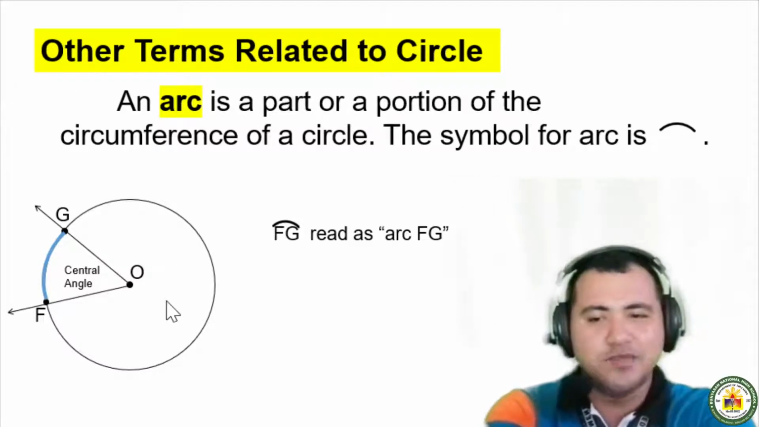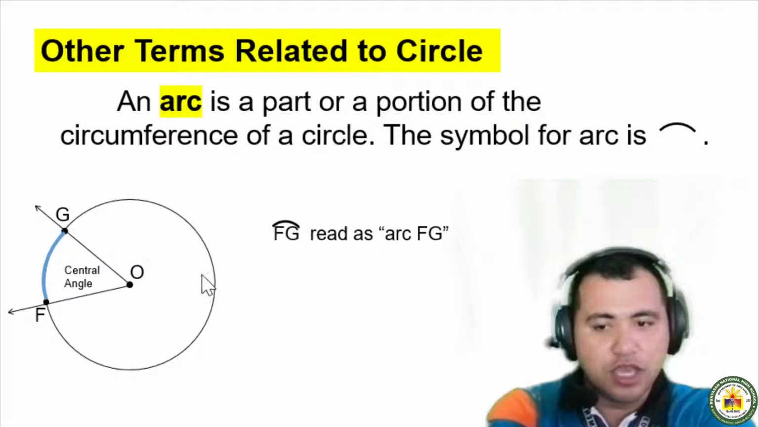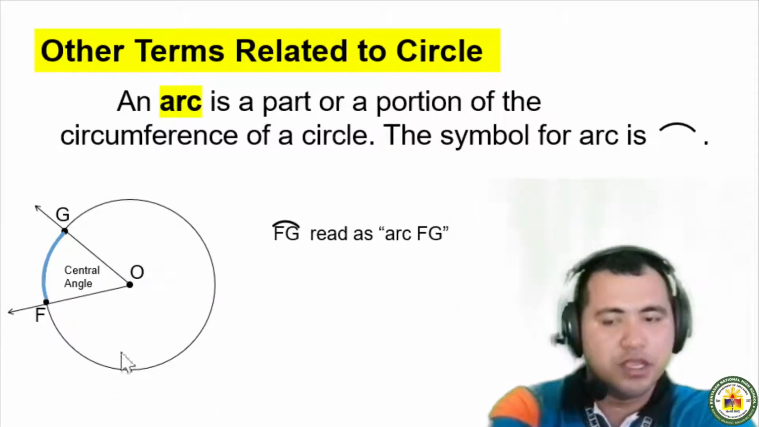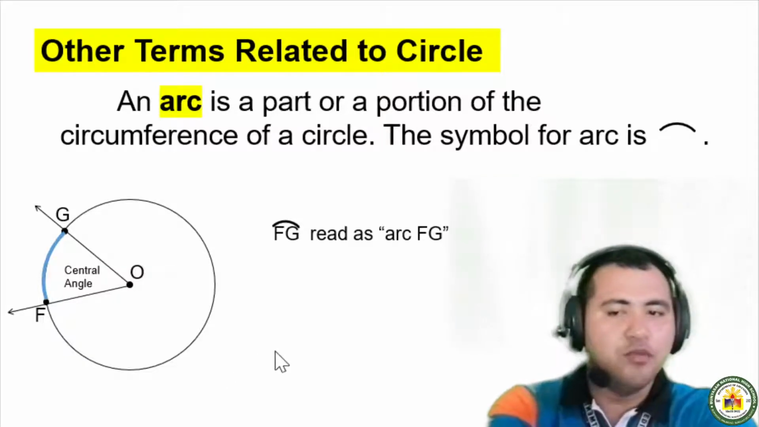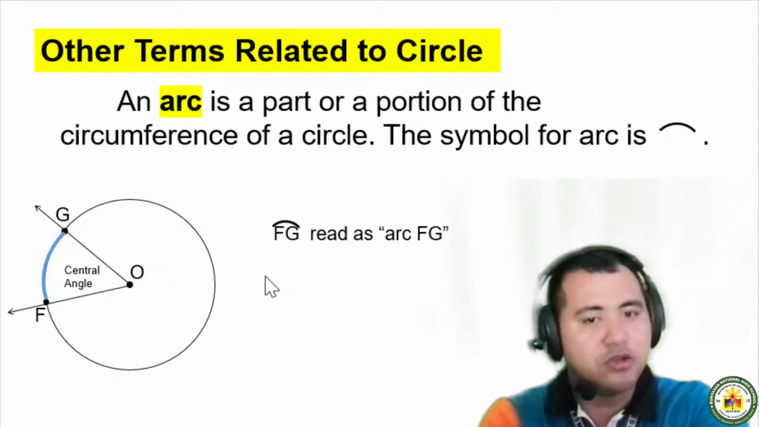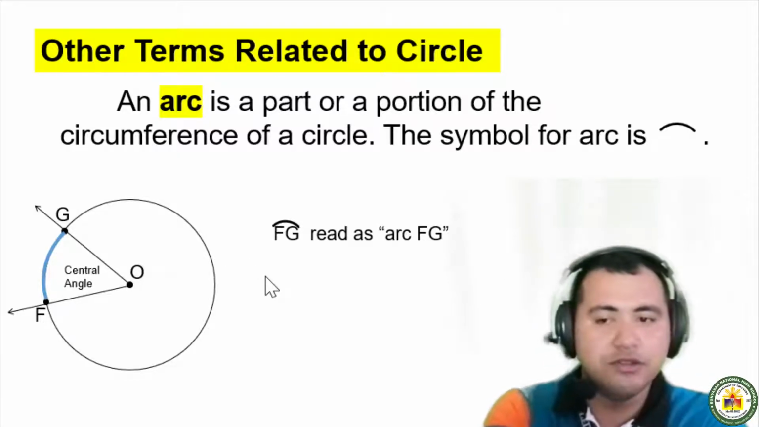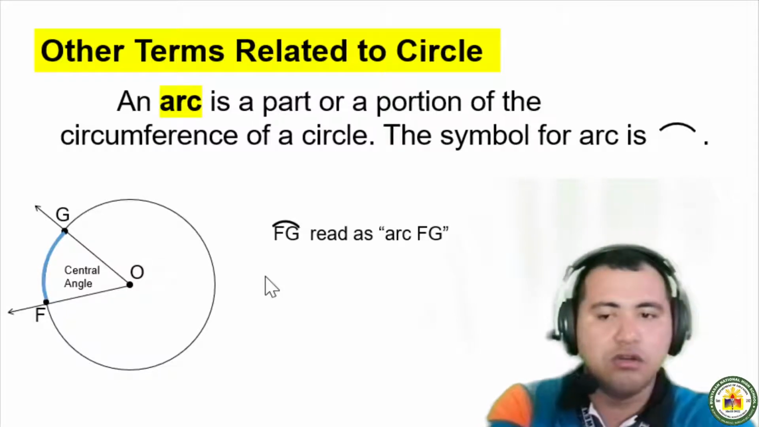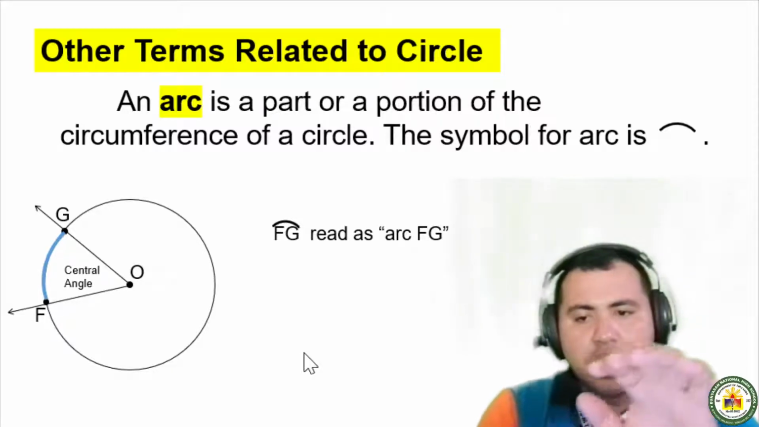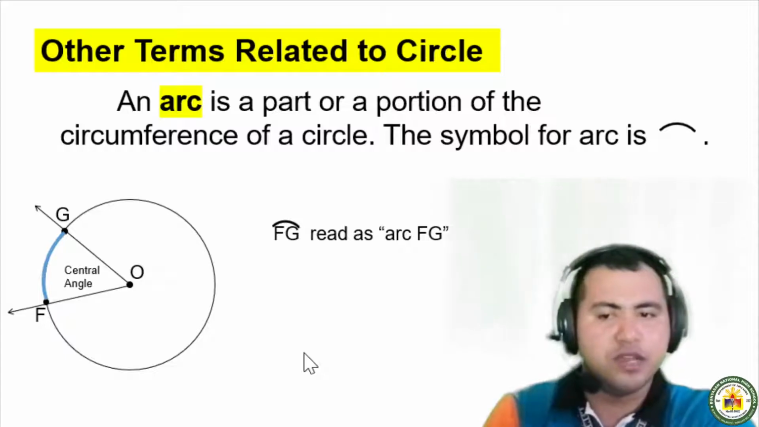When you say circumference, balik ta, circumference is the total measurement of the palibot sa circle. Kung atong sukdon ang palibot sa circle, that is circumference. Circumference ang tawag sa pagsukod sa palibot sa circle. Ang polygon, tawag sila og perimeter. Pero kung circle, tawag sa circumference. Again, an arc is just a part or a portion of the circumference of the circle.